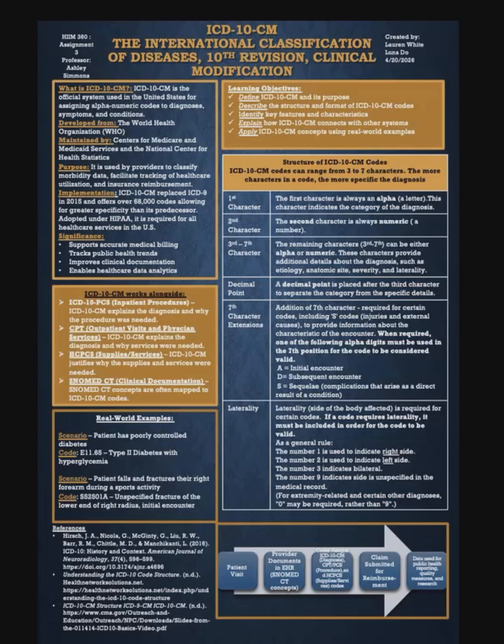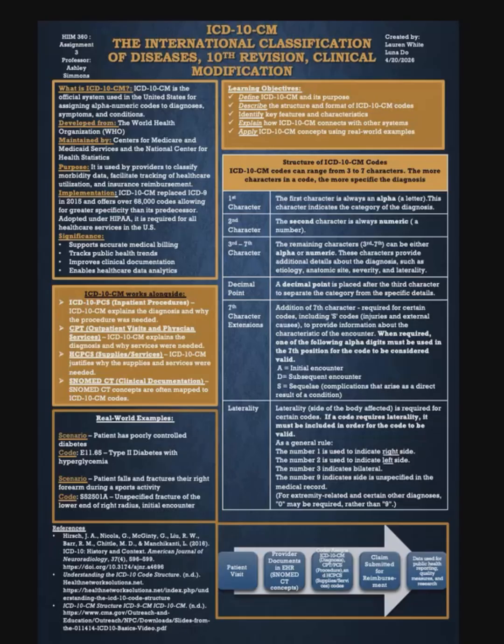With real-world examples, in a scenario where a patient has poorly controlled diabetes, the ICD-10-CM code would be E11.65, which would be type 2 diabetes with hyperglycemia. In a scenario where a patient falls and fractures their right forearm during a sports activity, the code would be S52.501A, which would be an unspecified fracture of the lower end of the right radius, initial encounter.